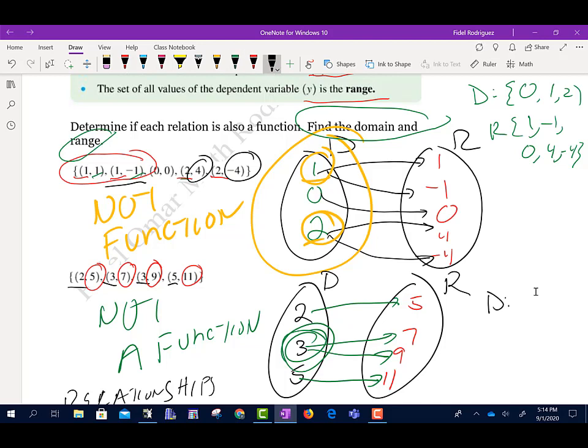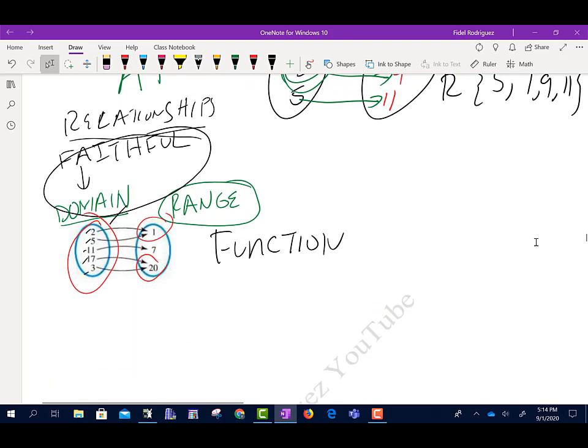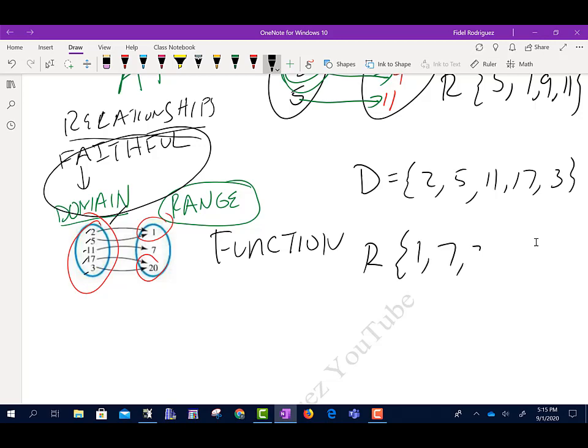My domain would be my numbers 2, 3, and 5. And my range would be the numbers 5, 7, 9, 11. Okay. Let's see. My domain for this one would be the numbers 2, 5, 11, 17, and 3. And my range would be the numbers 1, 7, and 20.